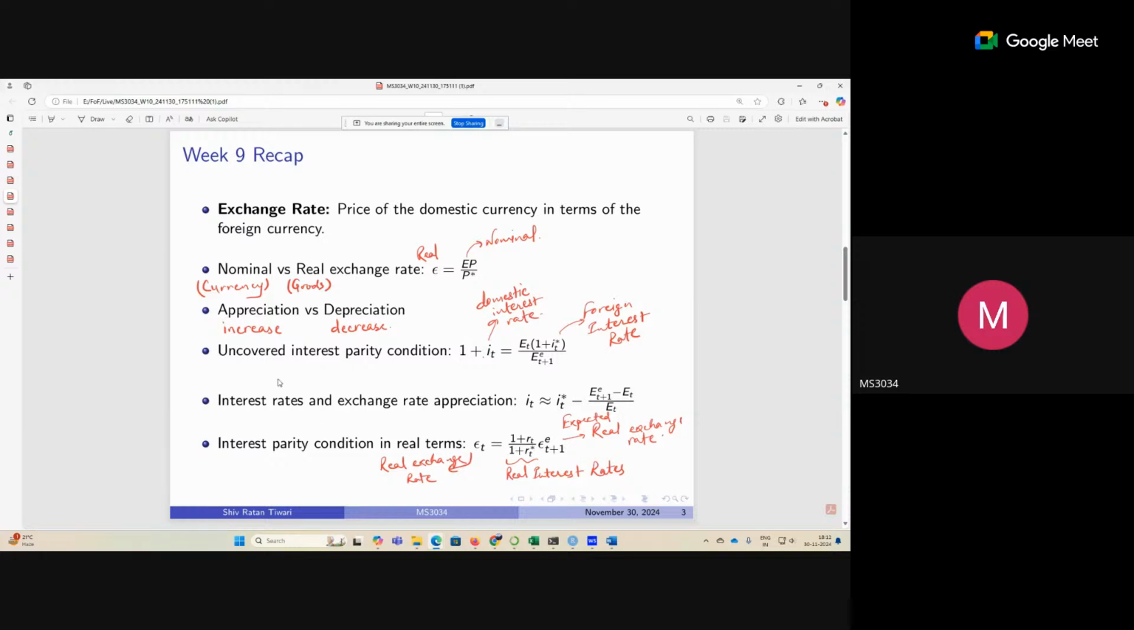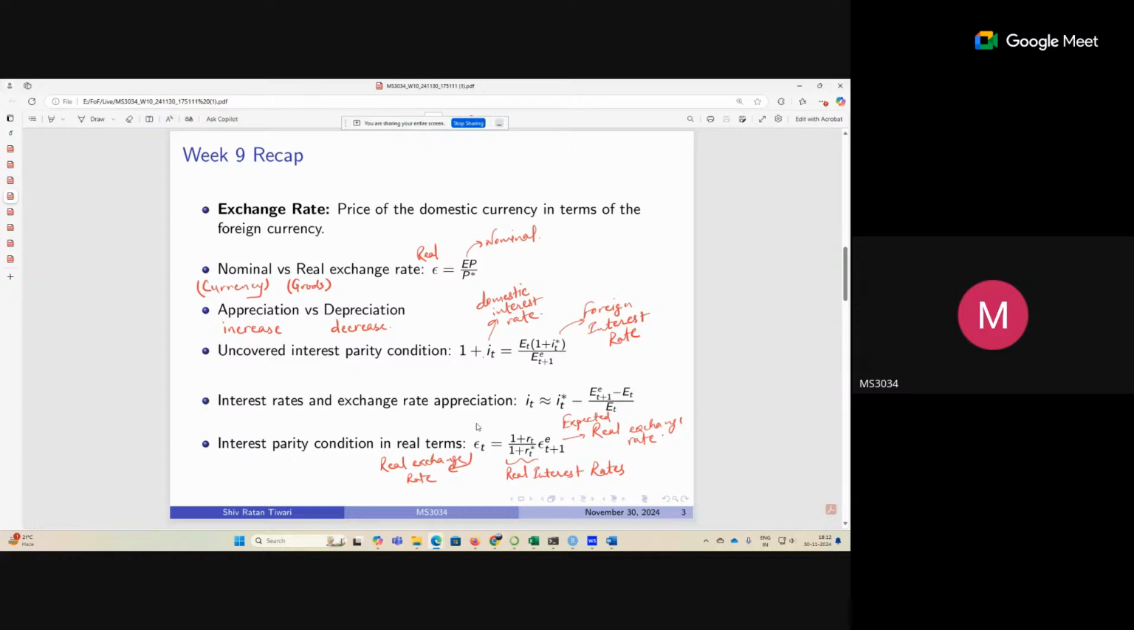And by using this definition of real exchange rate and rewriting the uncovered interest parity condition, we can come up with the interest parity condition in real terms also, where these interest rates and exchange rates are defined in real terms. This is the formula which we derive, and we have done some problems in our weekly assignments over these calculations.